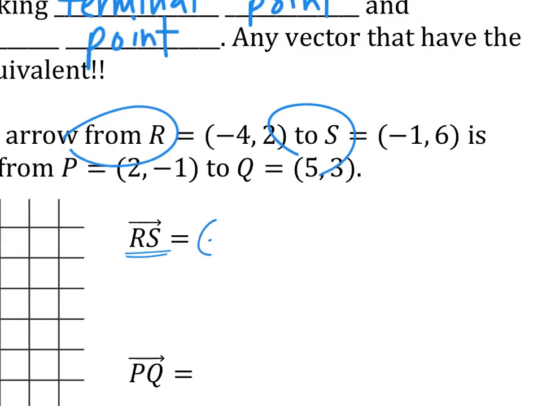Okay, so -1, 6 minus -4, 2. So -1 minus -4, that is 3. And then 6 minus 2 is 4. Remember to write this in component form. So 3, 4.